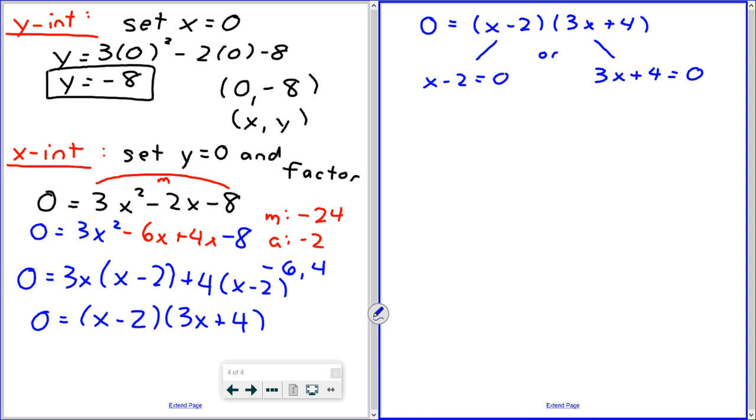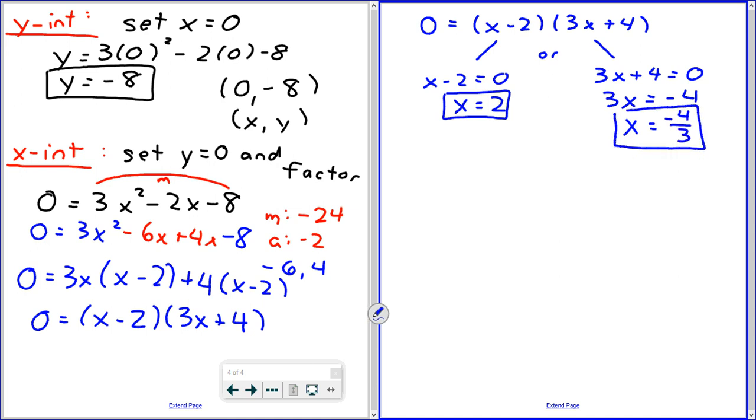Okay, so here we go. On this one, solving, x is equal to 2. And here it's going to be 3x is negative 4, I think. So x is going to be negative 4 over 3.